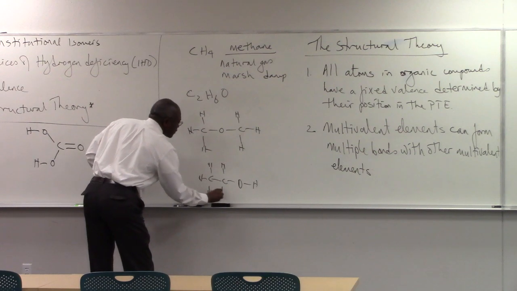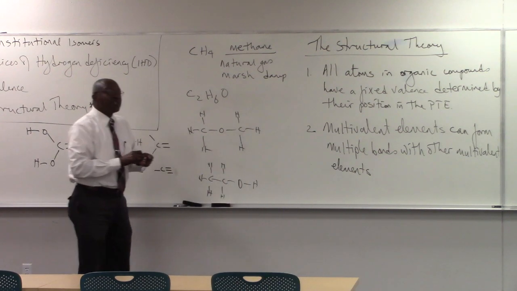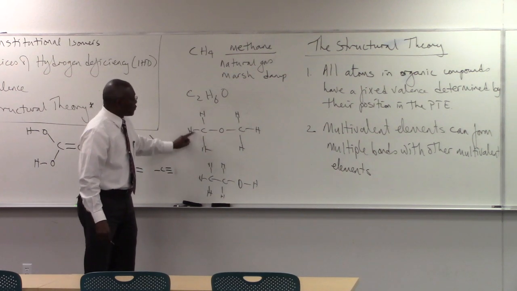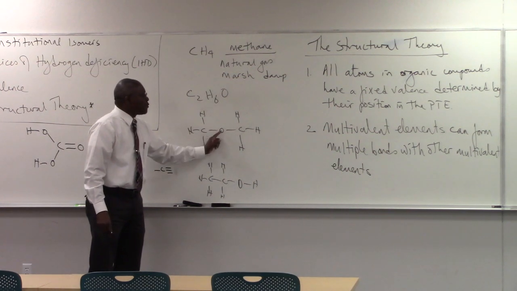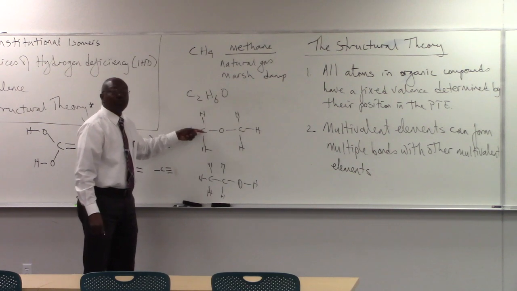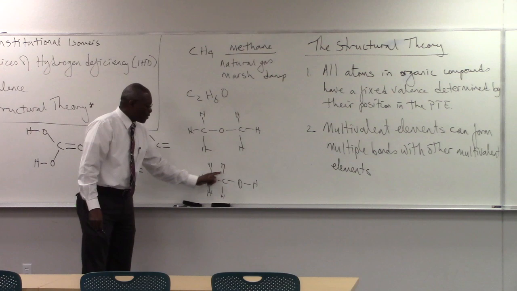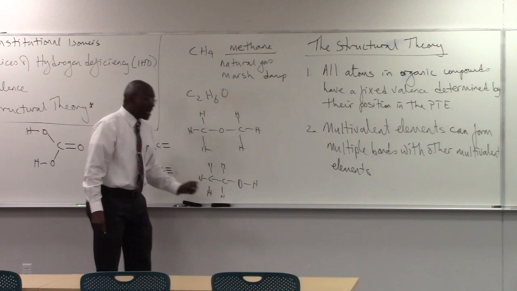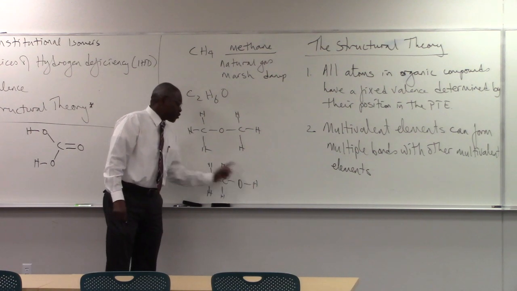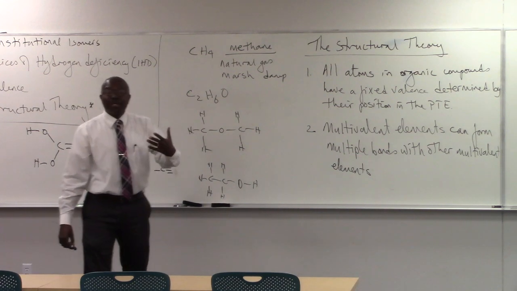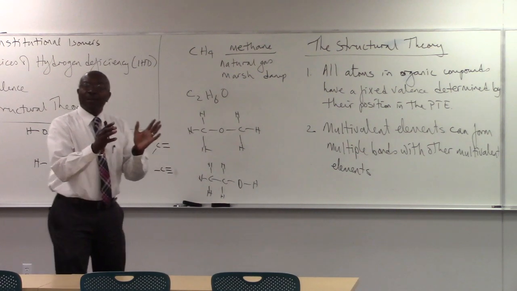You will notice that both of these structures are obedient to the structural theory. Carbon having 4 bonds, 1, 2, 3, 4. O having 2 bonds, 1, 2. H forming 1 bond. Right? Tetravalence of carbon, 1, 2, 3, 4. O showing divalence, 1, 2. H showing monovalence.